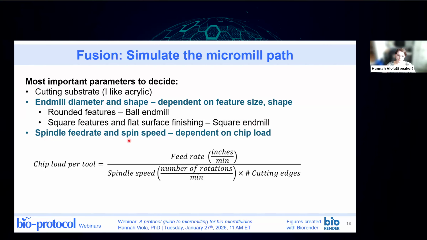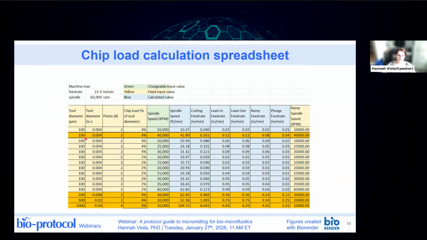So the chip load is how hard we're making this tool work. We want that to be around 4 to 6%. And that depends on both your feed rate and spindle speed, and then your number of cutting edges, that's the number of flutes that you have. I provided a spreadsheet in the protocol where you can see different example parameters. It depends on your machine. Some machines don't go up to 60,000 RPM, so you might go lower. It depends on what kind of chip load you have. Your chip load needs to be lower the more stiff your material is. If you're working with a metal, you might want to go down to 2%. But it's all, again, very flexible and depends on your application and your design and what you like.